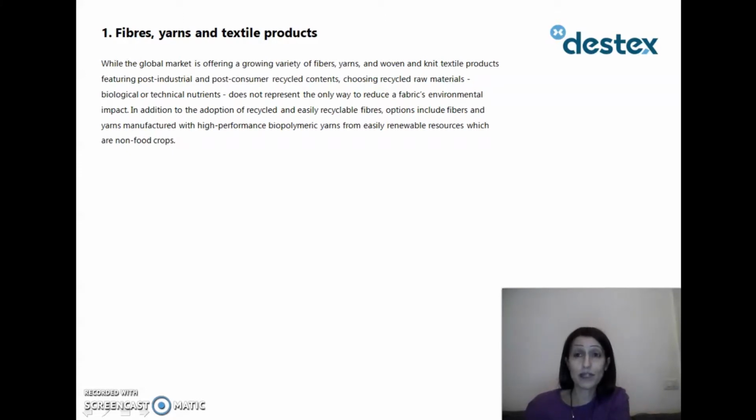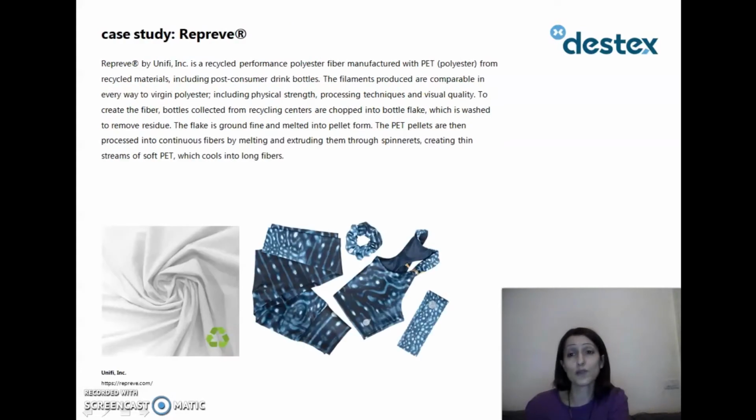Let us begin with fibers, yarns, and textile products. While the global market is offering a growing variety of fibers, yarns, and woven and knit textile products featuring post-industrial and post-consumer recycled contents, choosing recycled raw materials, biological or technical nutrients, does not represent the only way to reduce a fabric's environmental impact. In addition to the adoption of recycled and easily recyclable fibers, options include fibers and yarns manufactured with high-performance biopolymeric yarns from easily renewable resources, which are non-food crops.